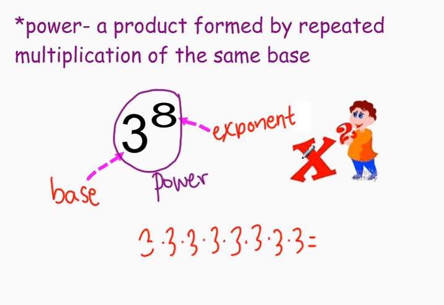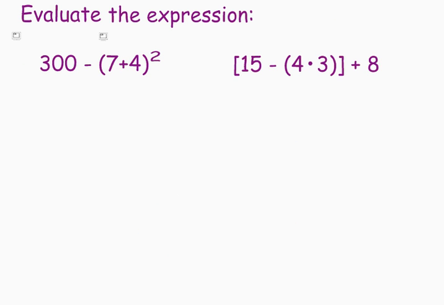No, I'm not going to ask you to do this type of calculation. If I did, I would let you use a calculator. I'm more interested in knowing that you understand 3 to the 8th power means that there will be a total of 8 3s being multiplied together.